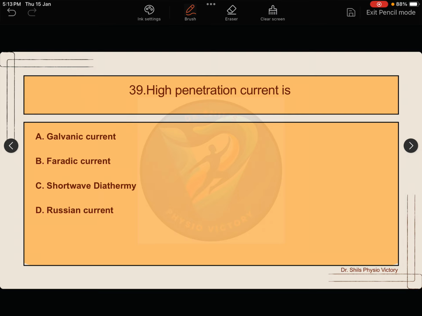Next, come to question number 39. High penetration current is option A, galvanic current, option B, Faraday current, option C, short wave diathermy, option D, Russian current. Here, the correct answer is option C, short wave diathermy. Short wave diathermy uses high frequency electromagnetic wave for deep tissue heating.